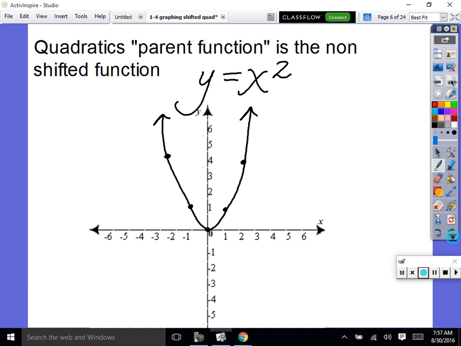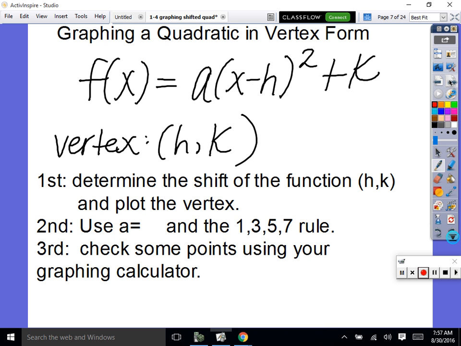That just means where did we shift from the original function? Does that make sense, everybody? All right, let's get to it here. So take a picture of it or something. These are how we're going to graph.